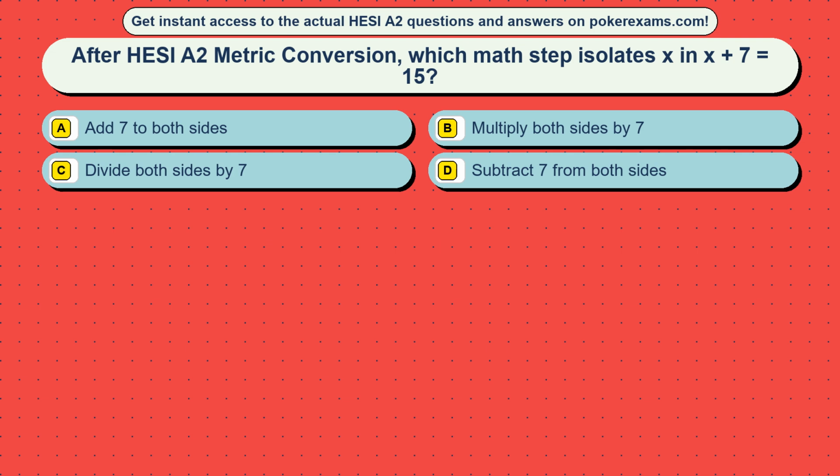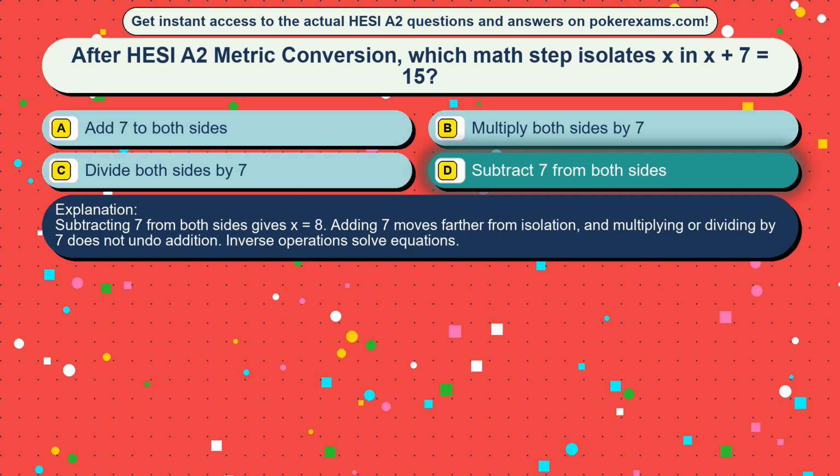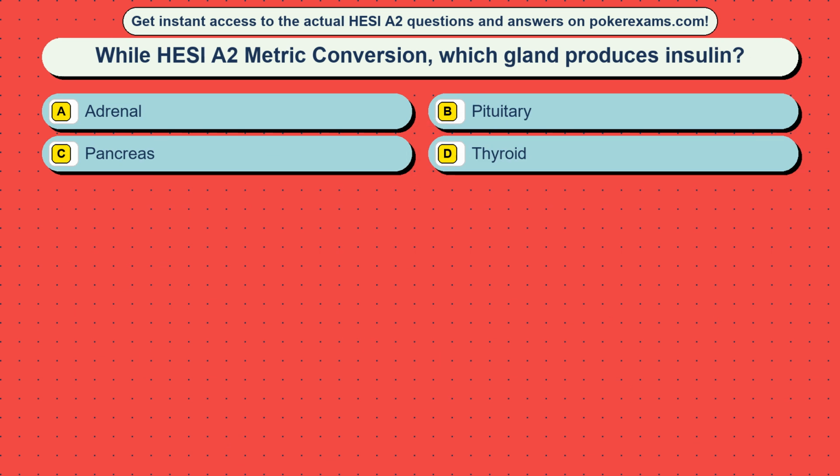Option C, divide both sides by 7. Option D, subtract 7 from both sides. The correct answer is option D, subtract 7 from both sides. Subtracting 7 from both sides gives x equals 8. Adding 7 moves farther from isolation, and multiplying or dividing by 7 does not undo addition. Inverse operations solve equations.